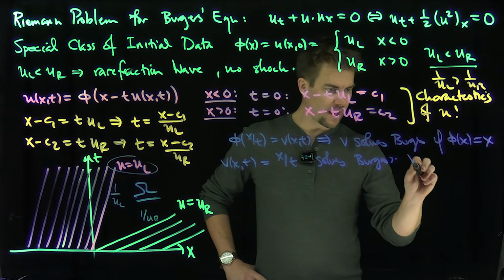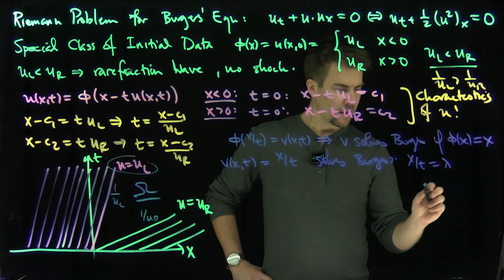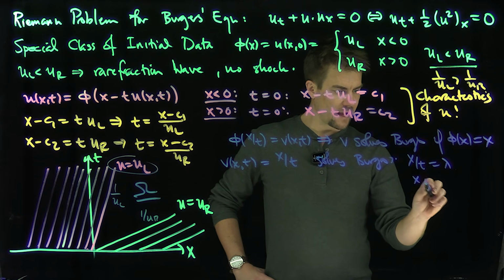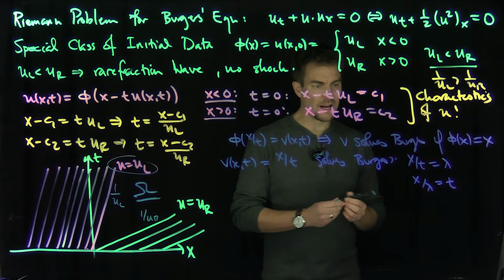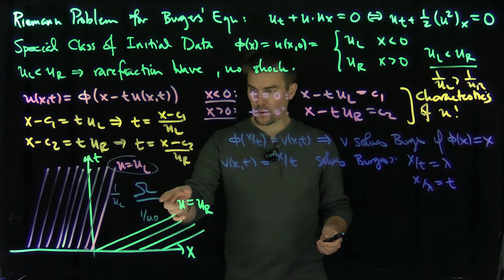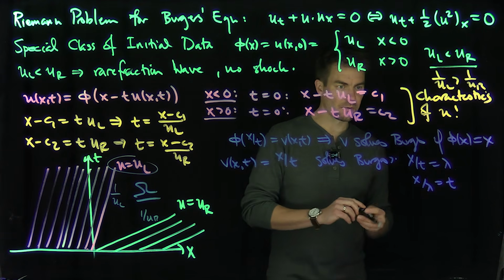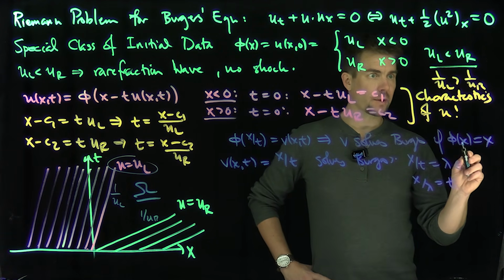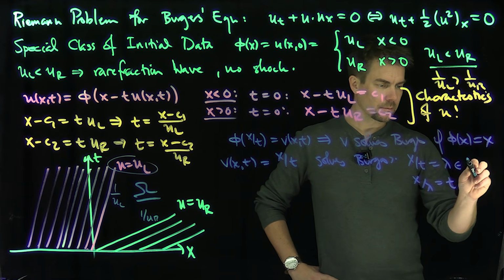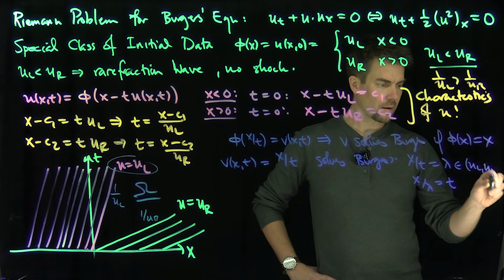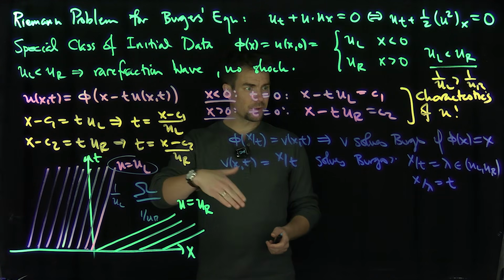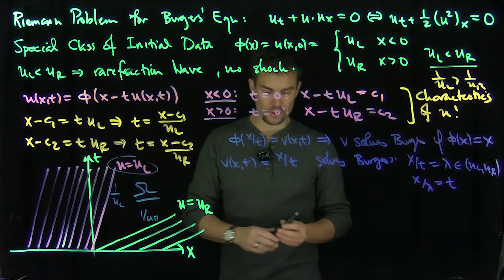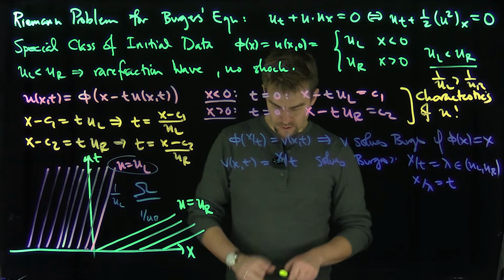So if we set x over t to be equal to lambda, then that says that x over lambda is equal to t, right? And so, of course, what's happening over here to lambda? So lambda is going everywhere between 1 over uL and 1 over uR. So what do we know about x over t? So this lambda over here is going everywhere between uL and uR, right? So if that lambda goes between uL and uR, I have a continuous family of functions, right? And so what it allows me to do is write down the solution now.